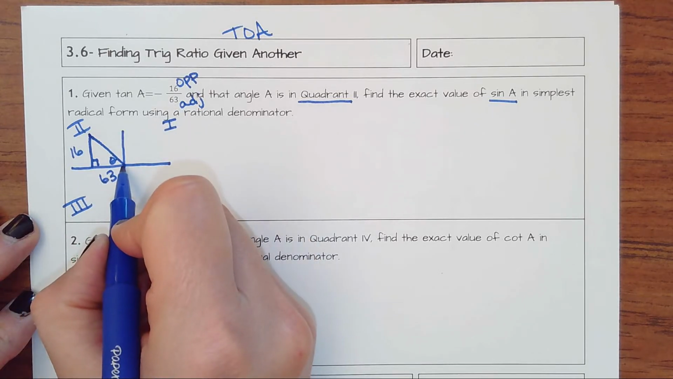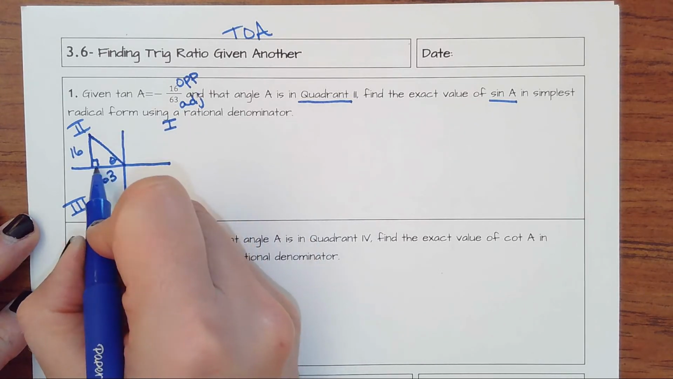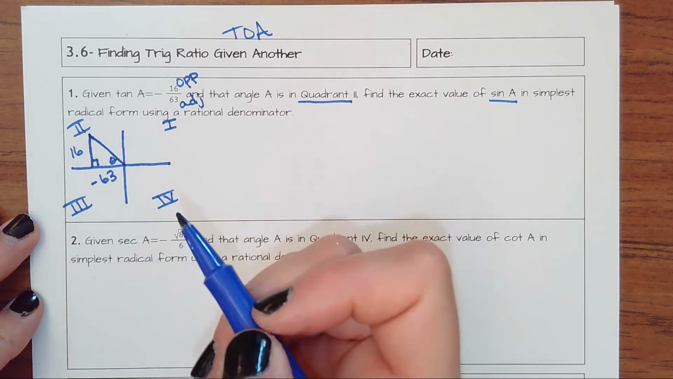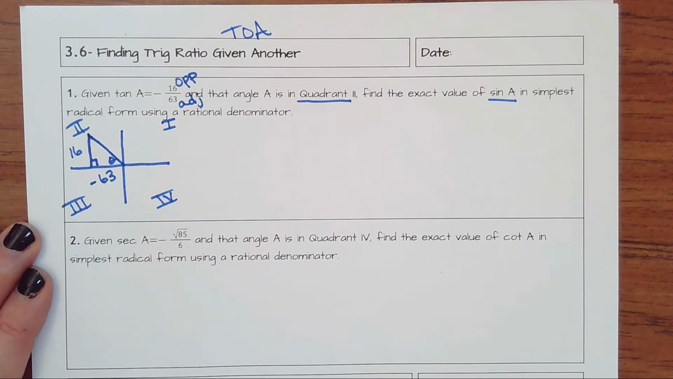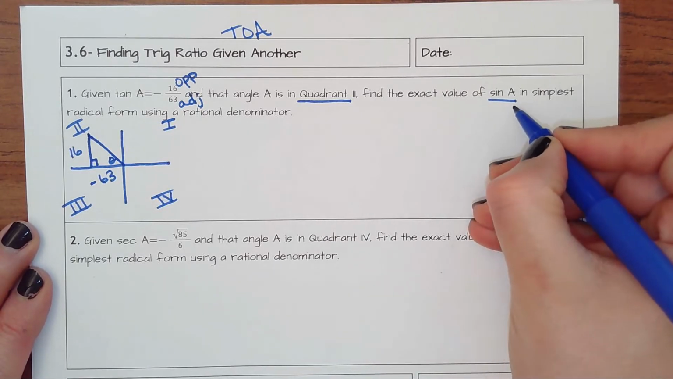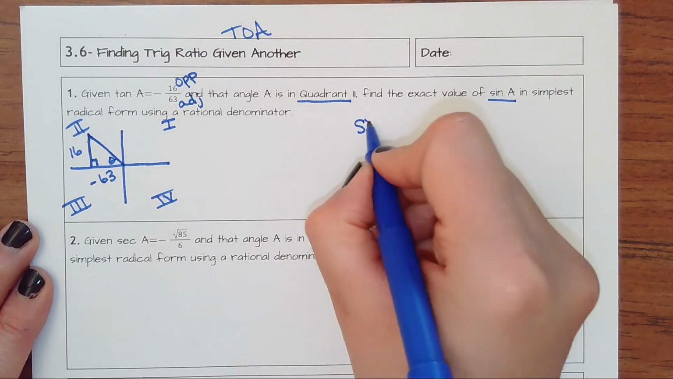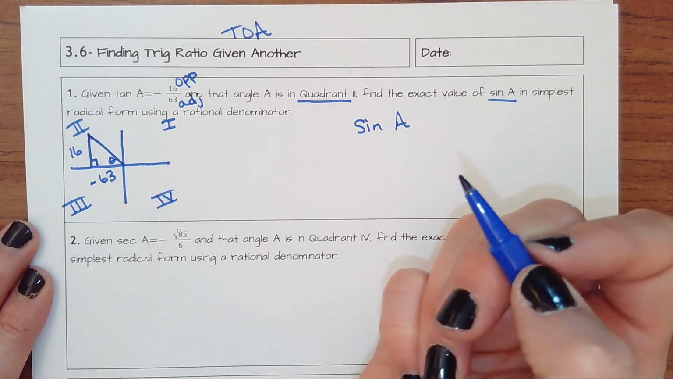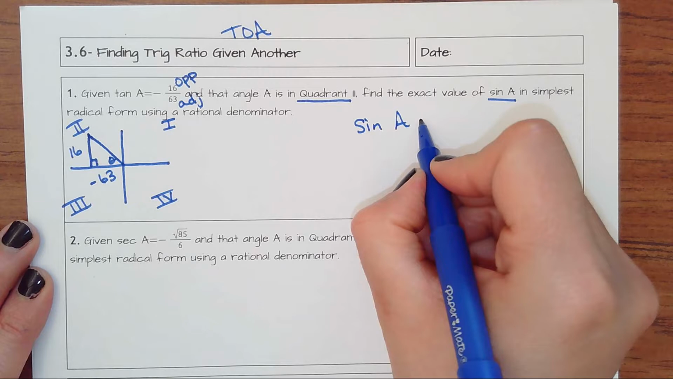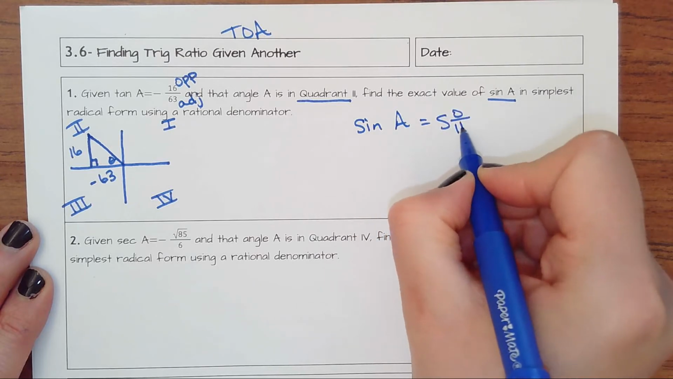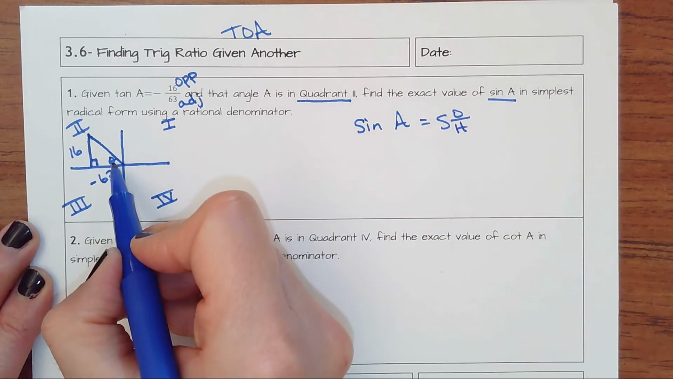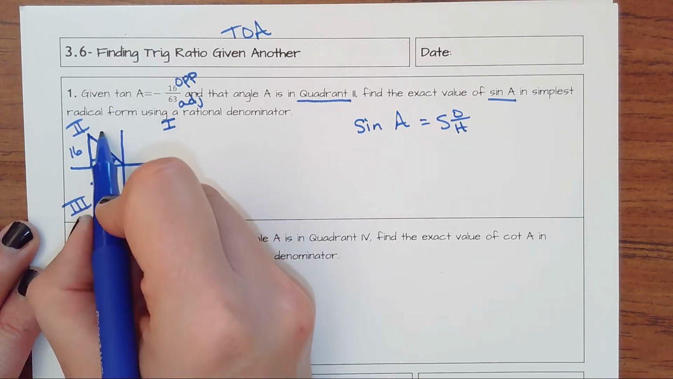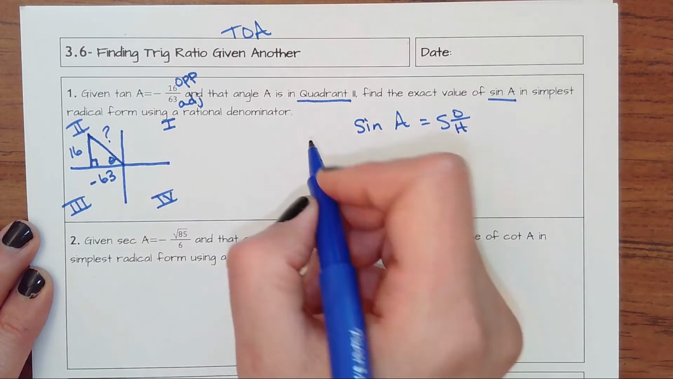Well, think about a coordinate plane. If I go backwards or to the left, that makes my x value negative, whereas my y value is positive in quadrant 2. And that will help me figure out, what am I trying to find? I'm trying to find sine of A. So I guess I could have called this A instead of theta. And sine is opposite over hypotenuse. Well, I've got the opposite, which is 16. I just don't have the hypotenuse yet. So I'd have to do the Pythagorean theorem.